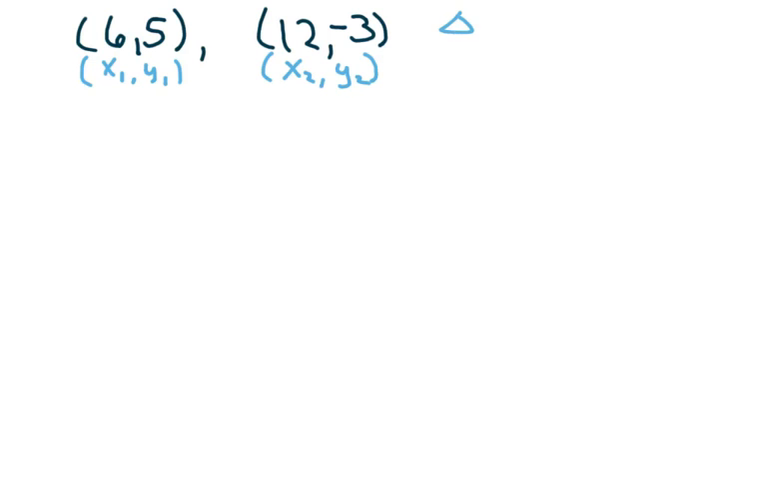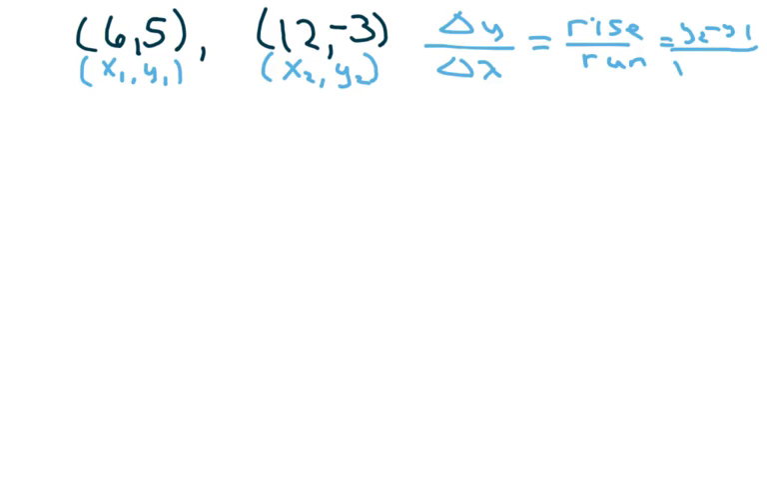And I know my slope formula is change in y over change in x. And recall this is rise over run. And we know this is y sub 2 minus y sub 1 over x sub 2 minus x sub 1. So I'm just going to put in the formula, and I'm going to get negative 3 minus 5 over 12 minus 6. That's going to give me negative 8 over 6. If you reduce that, that's by 2. Just divide both parts by 2, and you get negative 4/3.